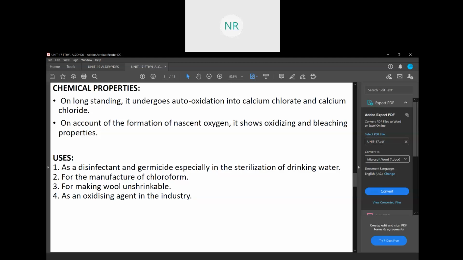So what are the uses of bleaching powder? You all know that it is used as a disinfectant for cleaning and as a germicide, especially in the sterilization of drinking water, for the manufacture of chloroform, for making wool unshrinkable, and as an oxidizing agent in industry. So these are the four main important uses of bleaching powder.